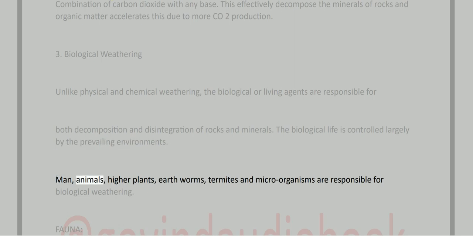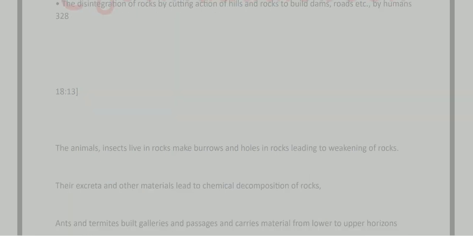Man, animals, higher plants, earthworms, termites and microorganisms are responsible for biological weathering. Fauna. Disintegration of rocks by cutting action of hills and rocks to build dams, roads etc. by humans. The animals, insects live in rocks, make burrows and holes in rocks leading to weakening of rocks. Their excreta and other materials lead to chemical decomposition of rocks.